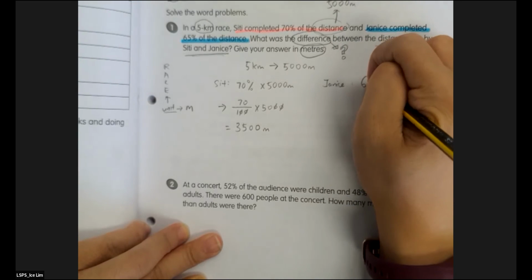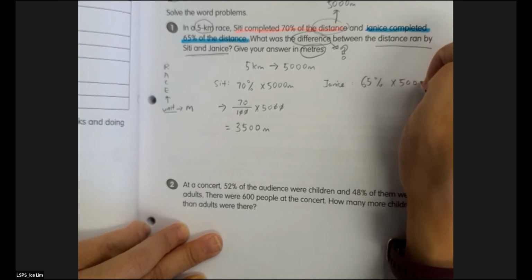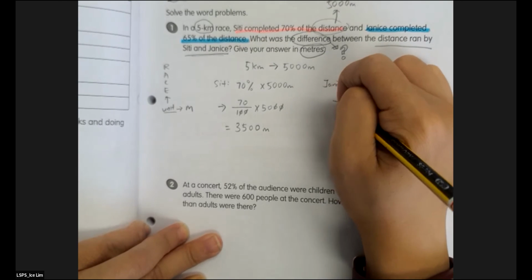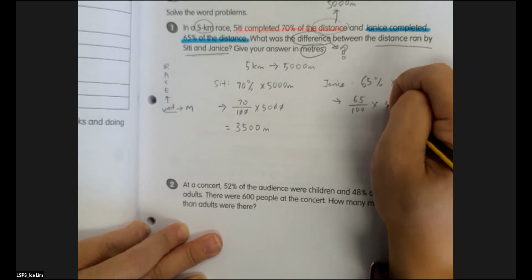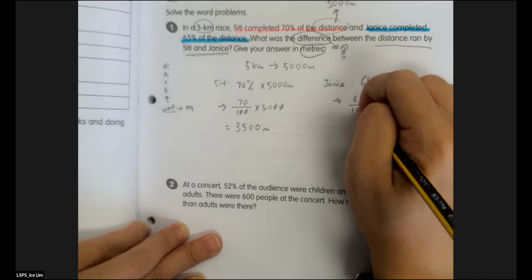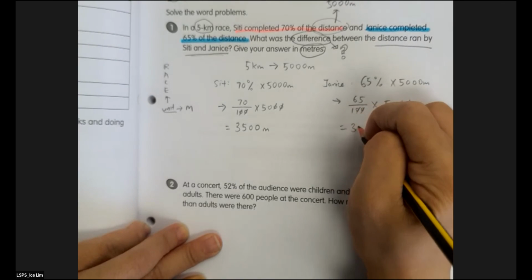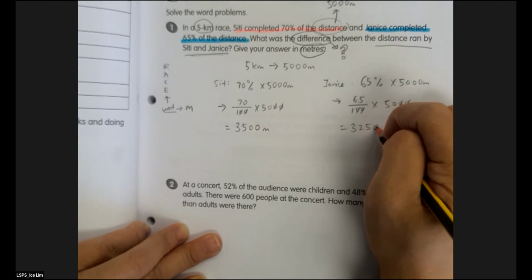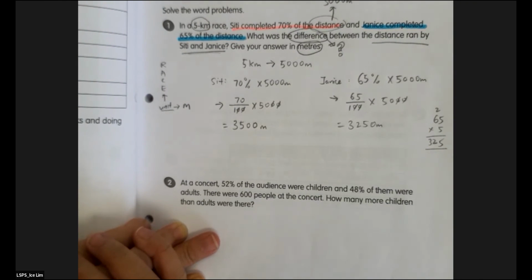For Janice, she did 65% of the distance. The distance is 5,000 meters. You're not supposed to use the calculator for this question, but fortunately you wouldn't need it, because the numbers are quite friendly. So for Janice it is 3,250 meters.